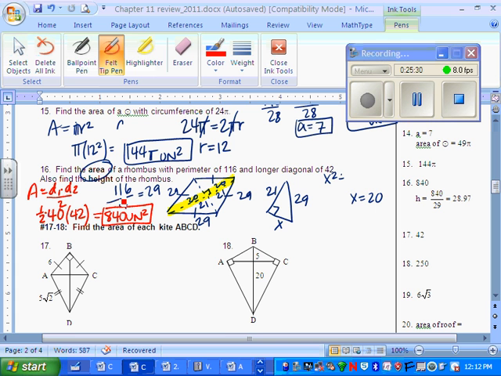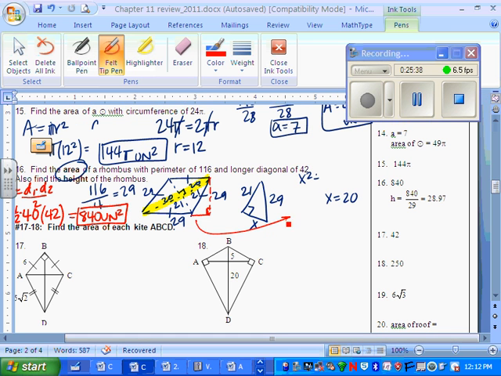How do I get the height? Well, I know the second formula for a rhombus is base times height. So the area equals base times height. I know the answer is 840. I know the base is 29. The height I do not know. And I just divide both sides by 29, I get the height as 28.97 units.